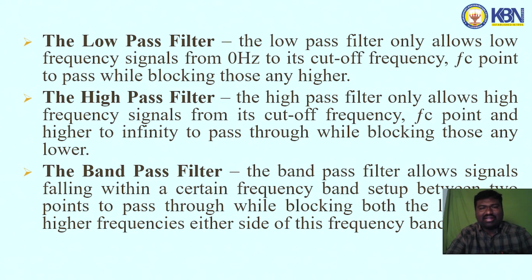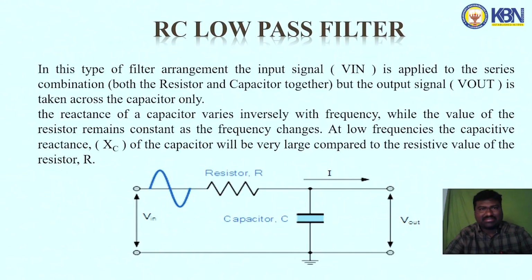The band pass filter allows signals falling within a certain frequency band set up between two points to pass through, while blocking the low and high frequencies on either side of the frequency band.